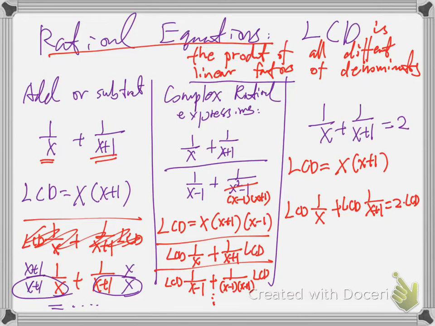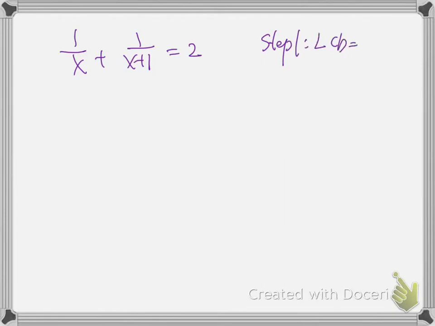Start this again. 1 over x plus 1 over x plus 1 is 2. Okay, is 2. So step 1, LCD is x times x plus 1. Okay, product of linear factors in the denominator. Okay, and then everybody multiplied by this LCD.